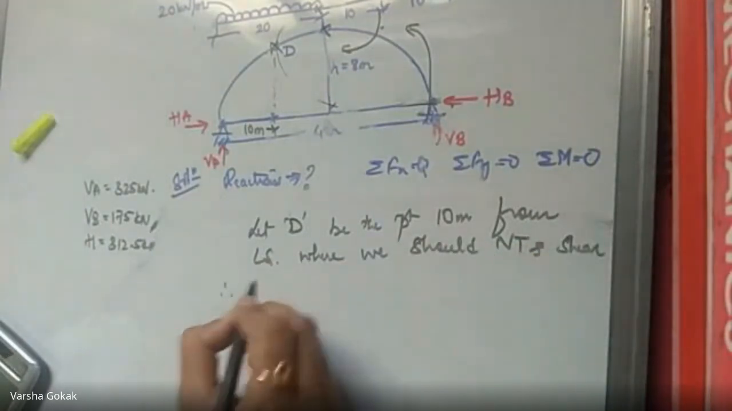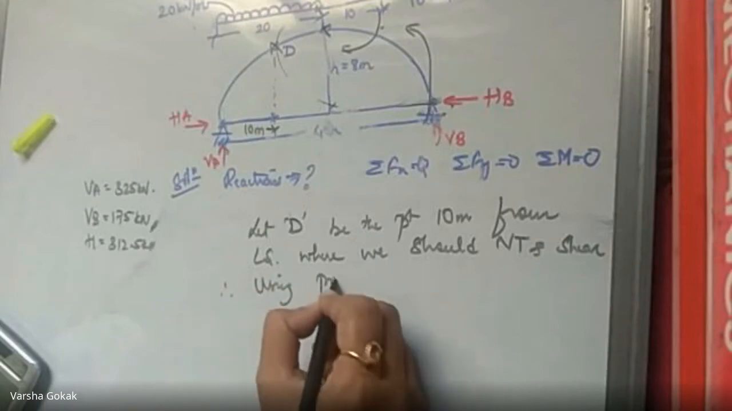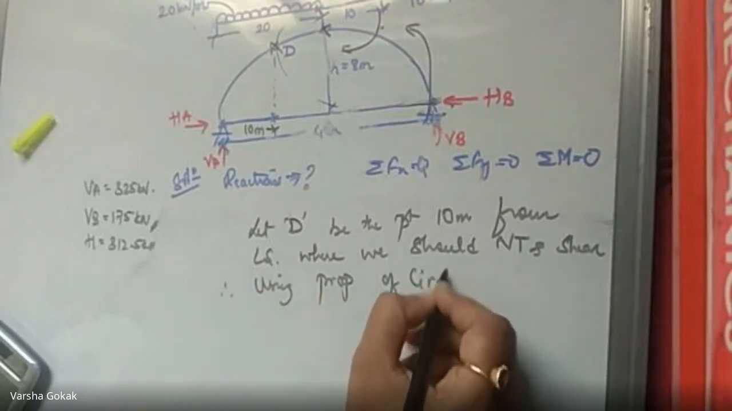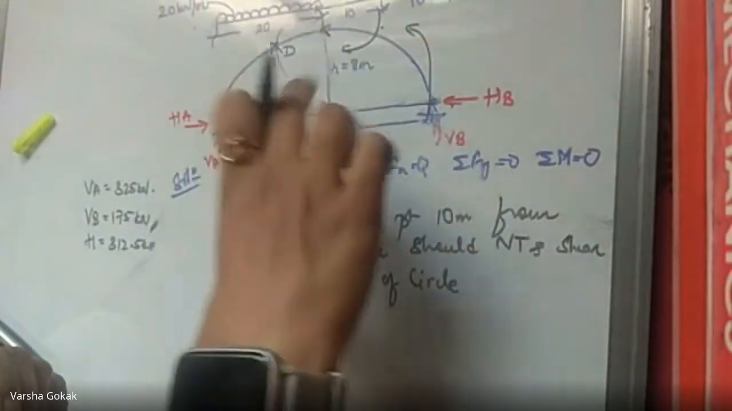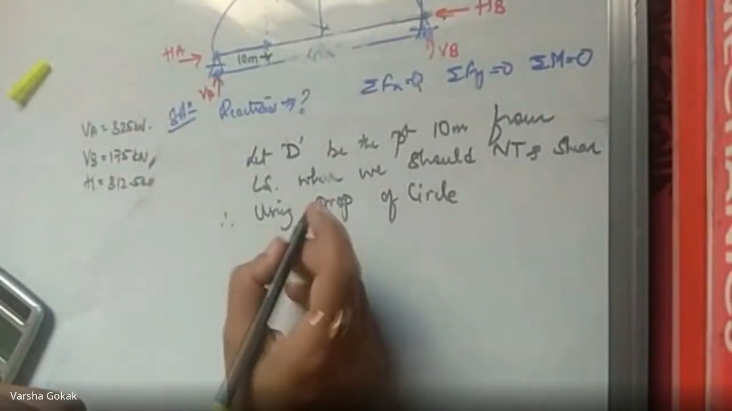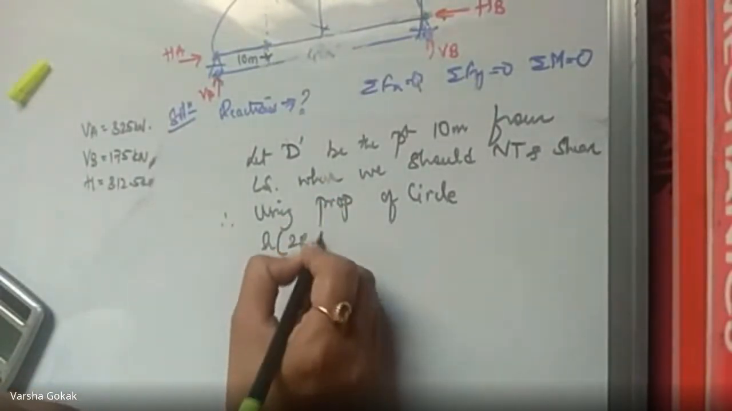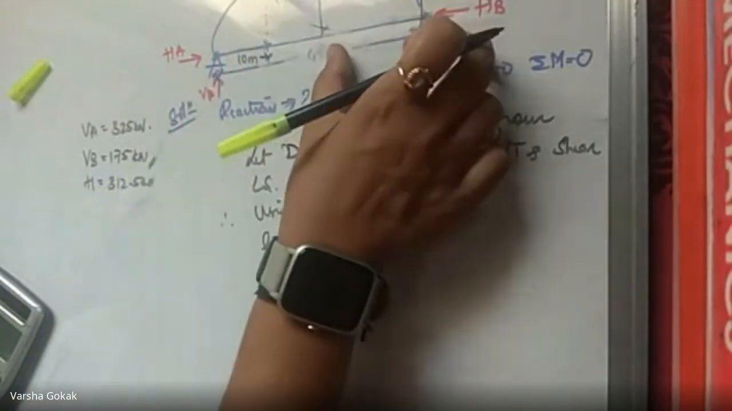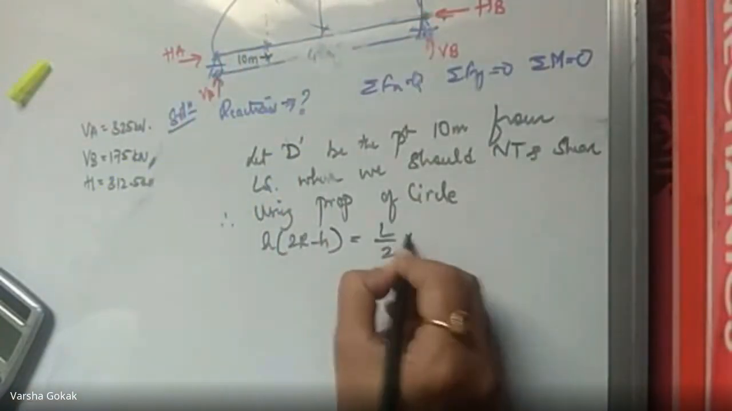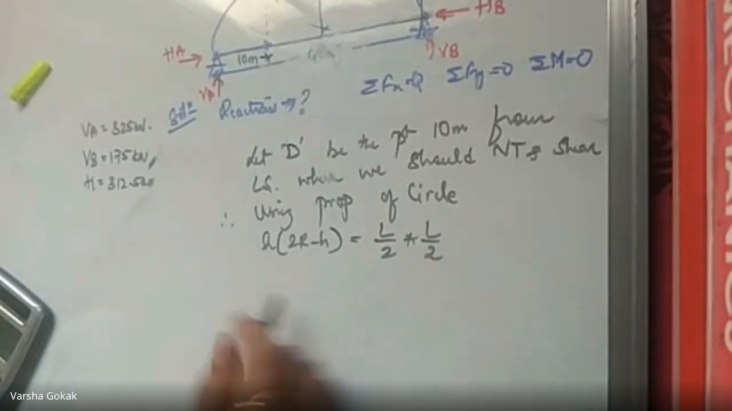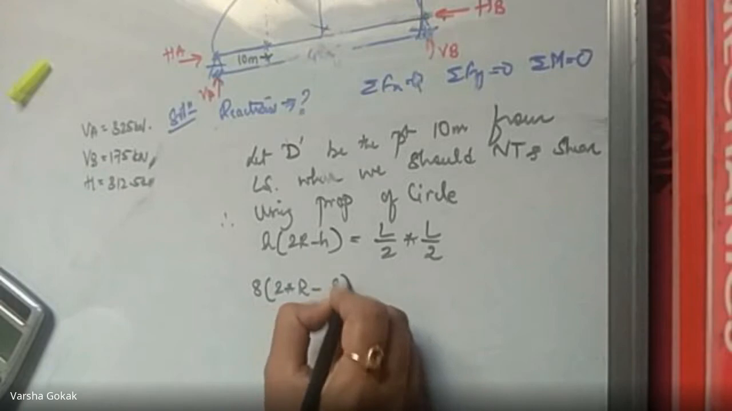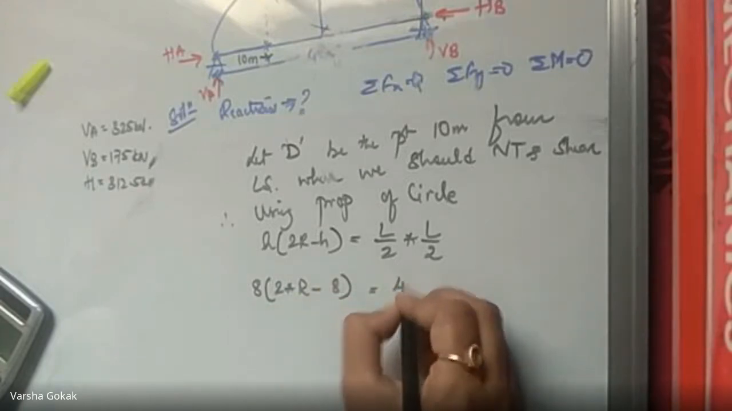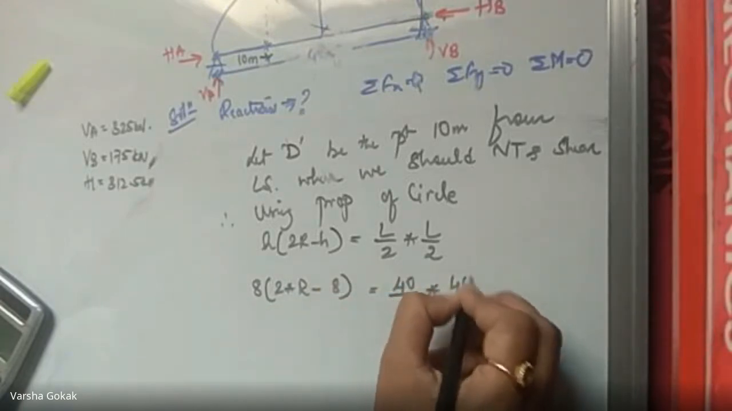Okay, so therefore, using properties of circle, right? When I was showing you the diagram. That is L1 into L2 will be equal to H into 2R minus H, the other part, right? So that we will write over here using the properties of circle. H into 2R minus H will be equal to L by 2 into L by 2, right? If you remember the main figure. So let us substitute into this. H is 8, 2 into R we do not know. Again H is 8. L is how much? Is 40. 40 by 2 into 40 by 2.